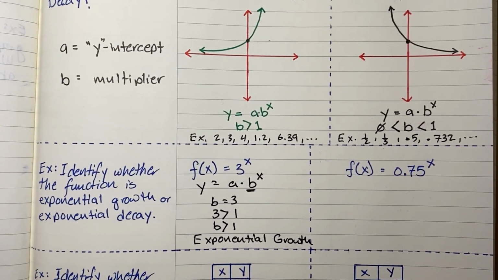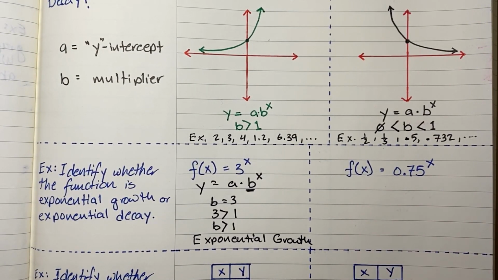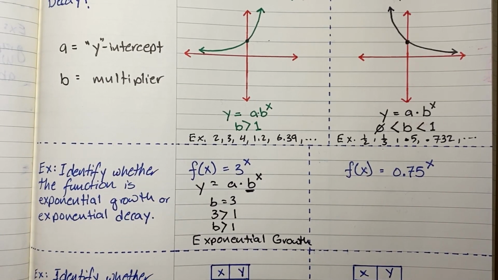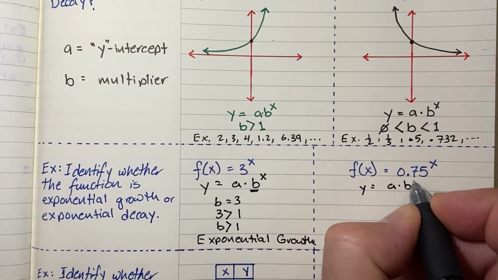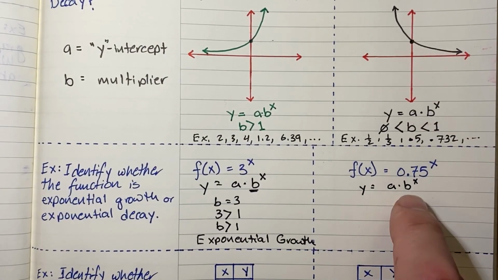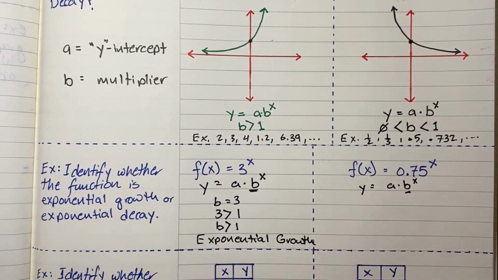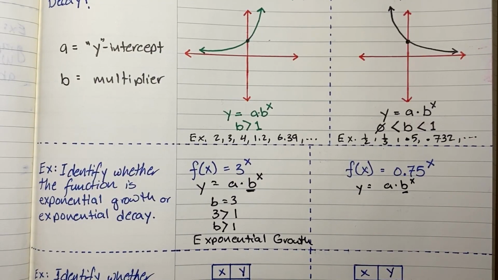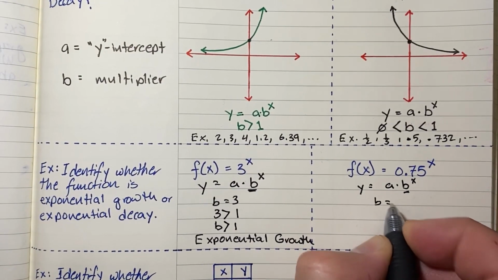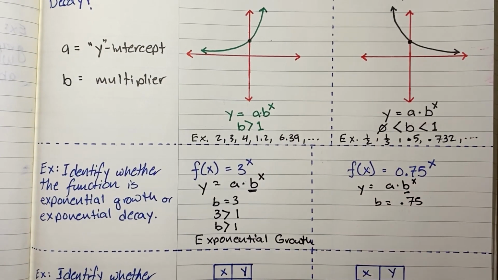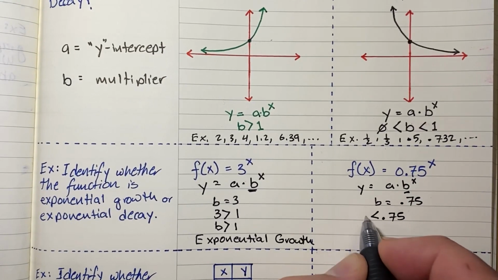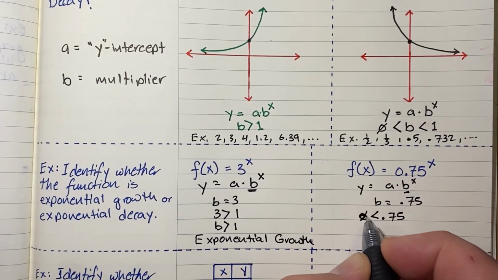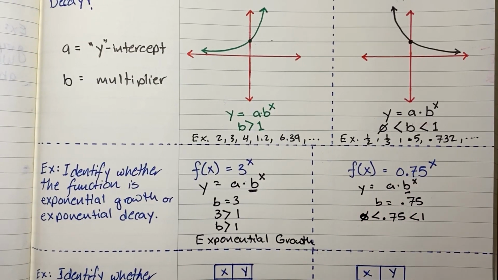Let's take a look at the second example. So again, you have this function, f of x equals 0.75 to the x power. F of x and y are the same thing, just so you guys know. So I know my parent function is y equals a times b to the x power. Well, my b value is the value that has an x raised to it, I should say. What is b in this case? Well, b in this case is equal to 0.75. Well, I know that 0.75 is between 0 and 1, okay?